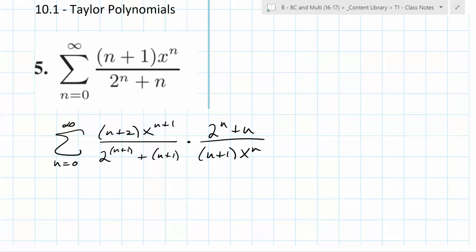Nice. Anything simplify there? Yeah, what can you do with that x to the n? What happens? Just becomes x on top. Nice. So let's write this out. What do we end up with?